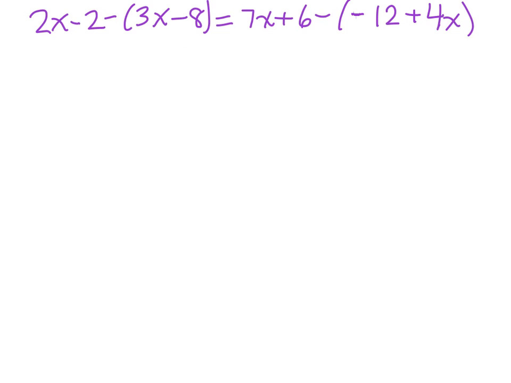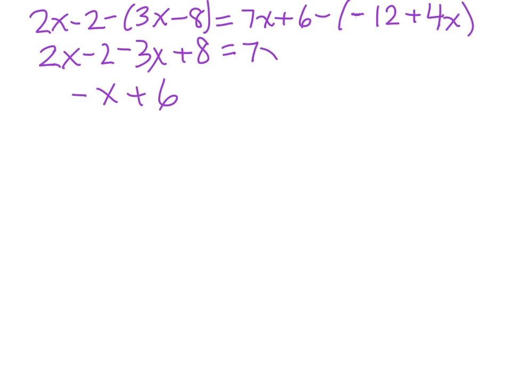So it would be a 2x minus 2, and then the opposite of a 3x, making it negative 3x, and the opposite of a negative 8, making it a positive 8. So when we simplify that left-hand side, we do get negative x, but then the negative 2 and the positive 8, we end up with positive 6. Let's go ahead and finish simplifying the right-hand side.